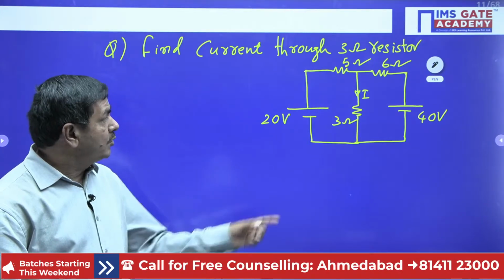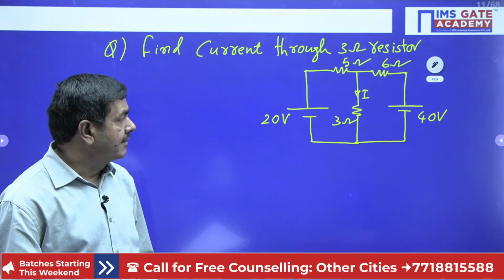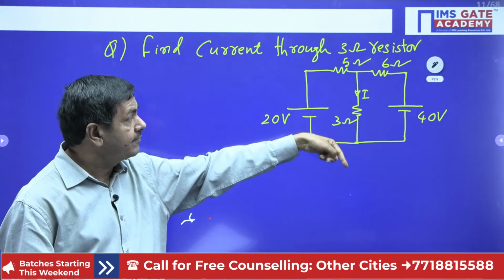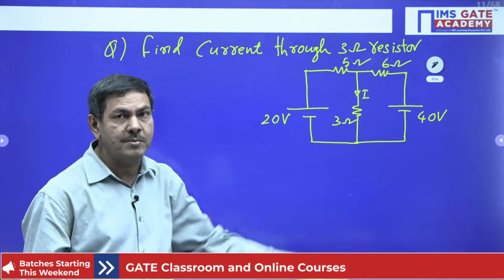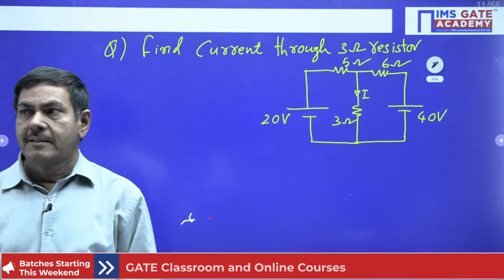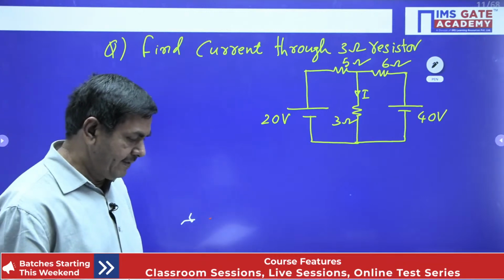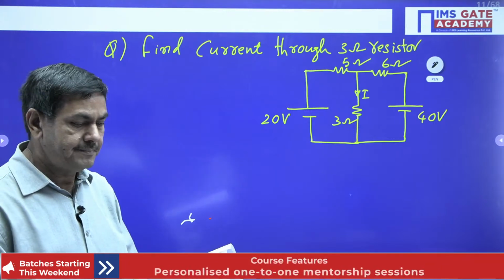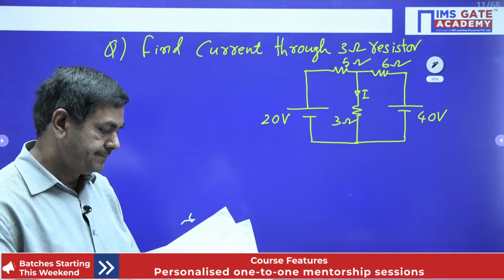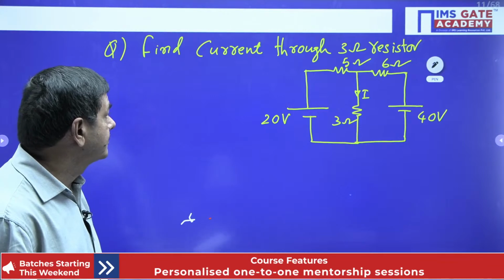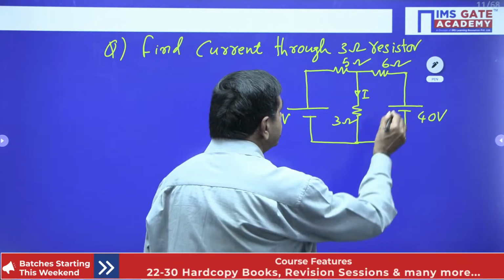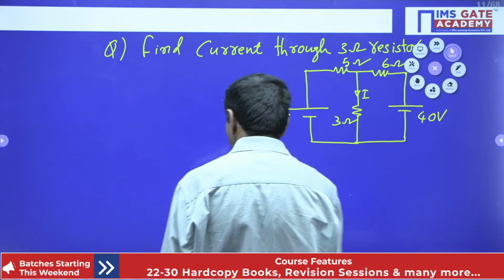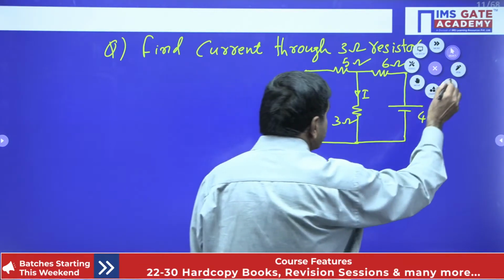Yes, find the current through the 3 ohm is asked. 20 volts is given, 5 ohms given, 3 ohms given, and 6 ohms and 40 volts. Current through 3 ohms required. Yes, can you try this question without my help? Can you complete this question? Anybody? Yes, you watch how I will do this question.